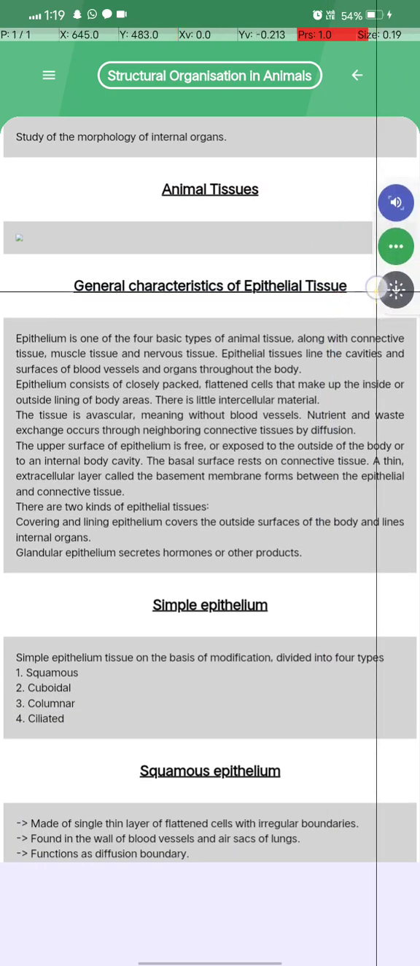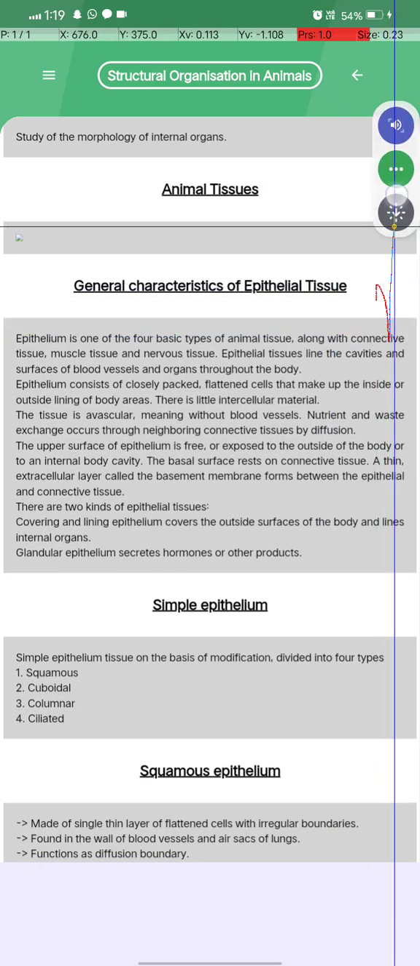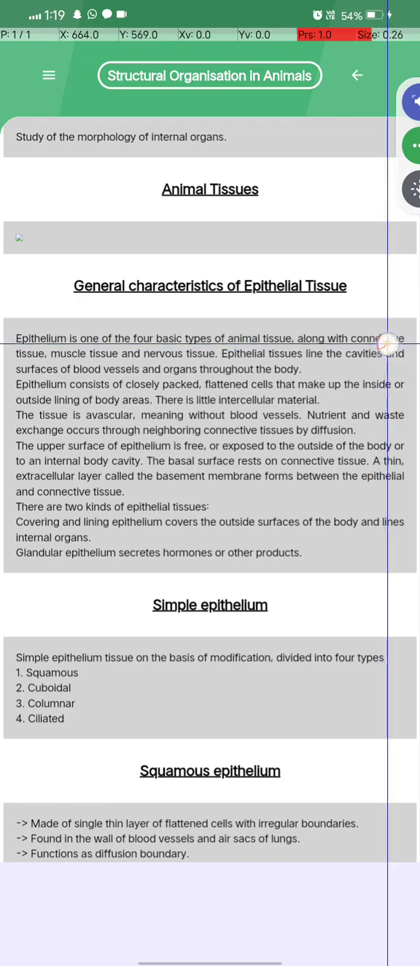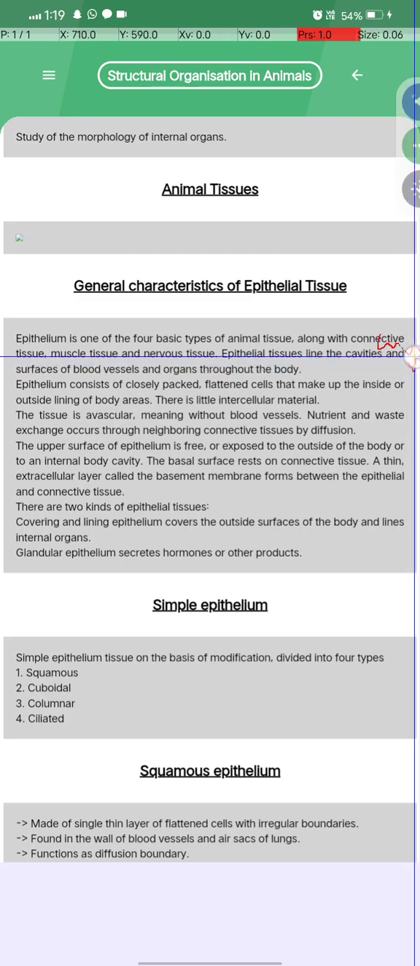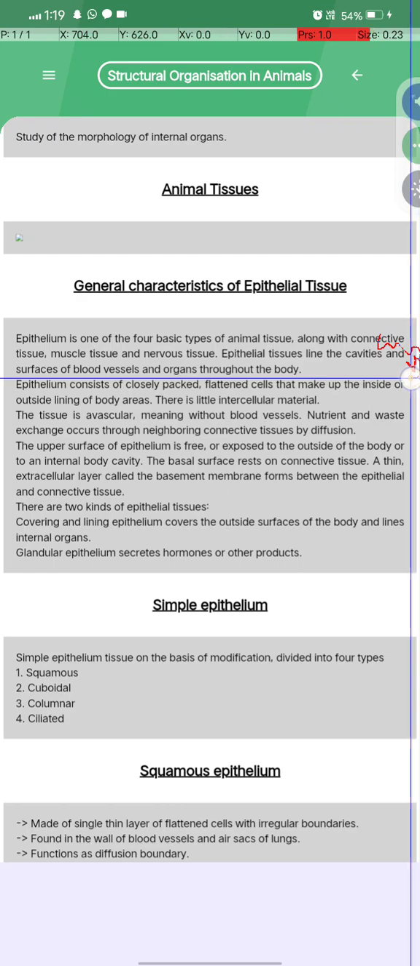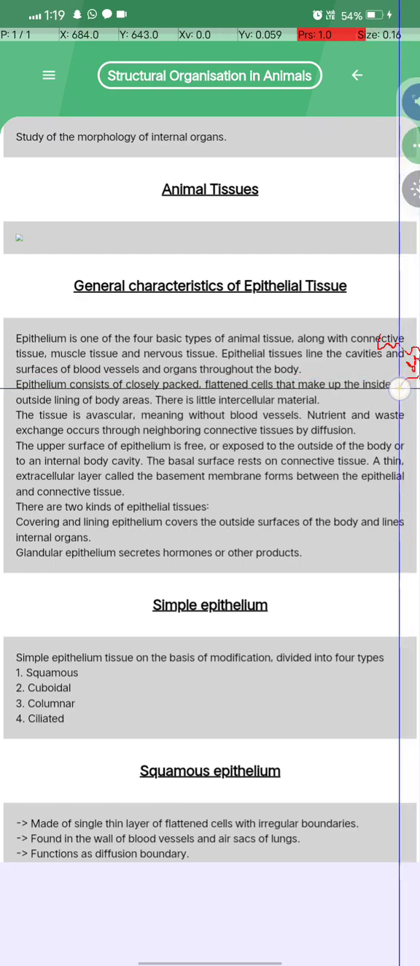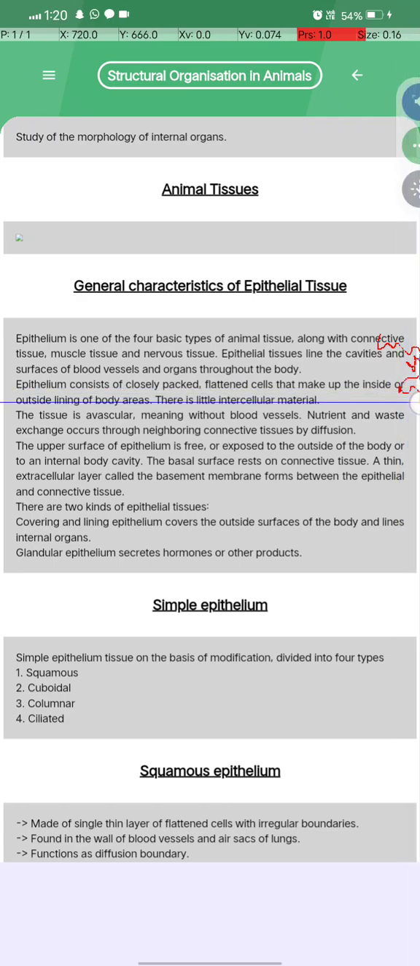अब है जनरल कैरेक्टर ऑफ इपिथेलियल टिश्यू. Epithelial tissue is one of the four basic animal tissues along with the connective tissue, muscle tissue and nervous tissue. Epithelial tissue lines the body cavities and the surface of the blood vessels and organs throughout the body, and consists of closely packed and flattened cells that make up the inside or the outside lining of body areas. There is little intercellular material.